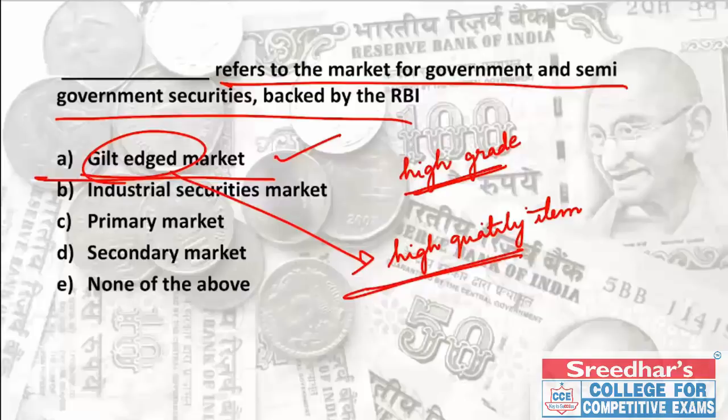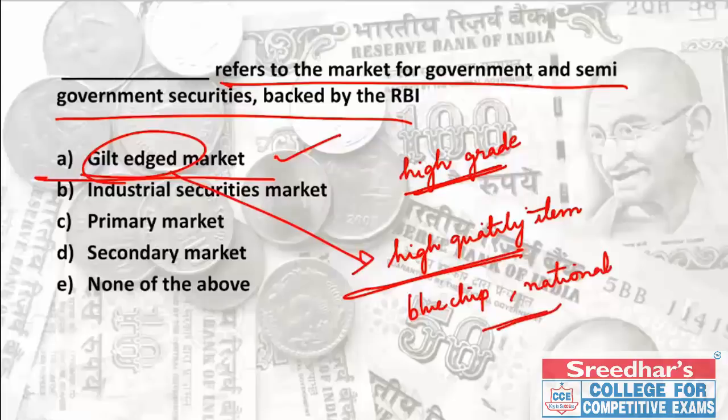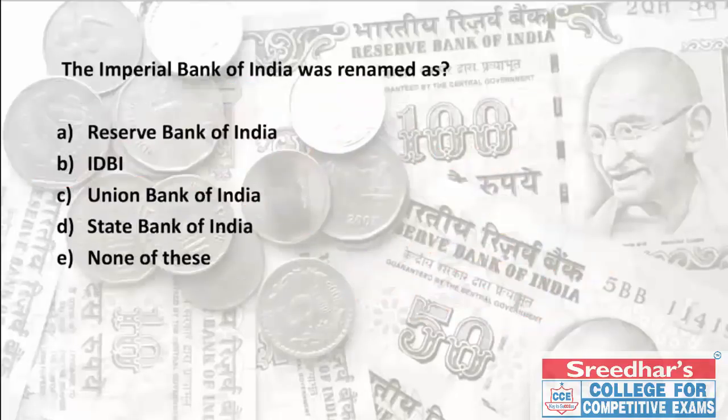Because of this, only the blue chip companies, well-known companies and national governments, which have a track record of operating in a safe and profitable manner, issue the gilt-edged securities. So only the national governments and very few companies are known for trading these gilt-edged securities. The Imperial Bank of India was renamed as State Bank of India.